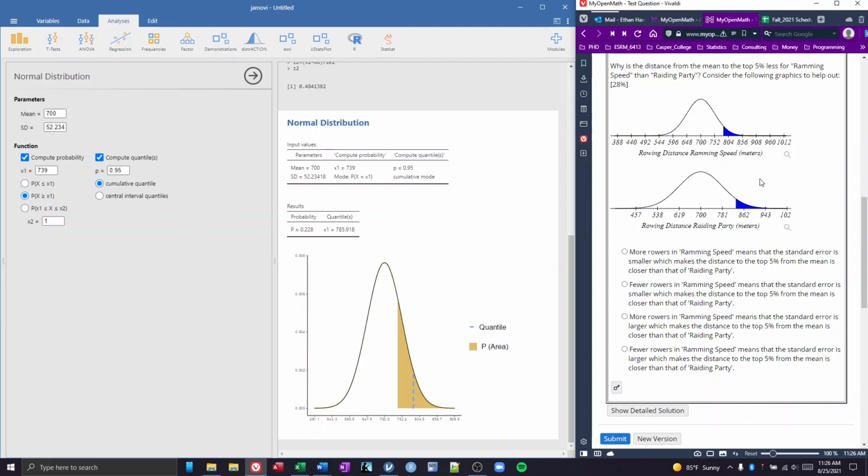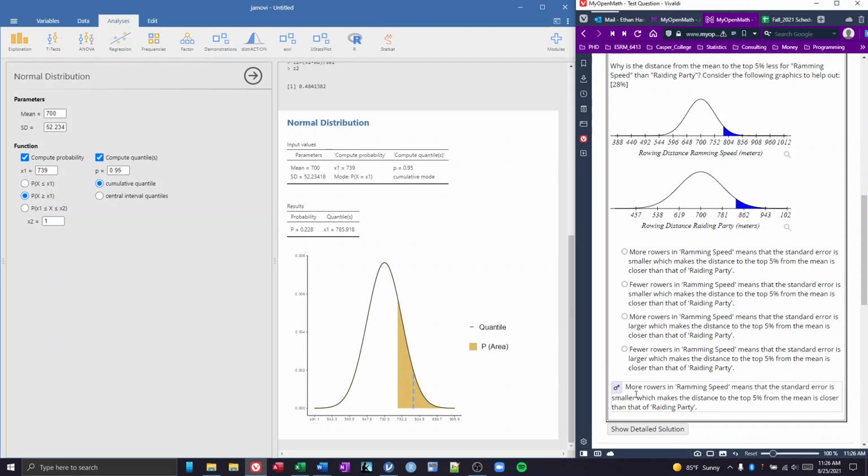Now, what if I were to randomly select 1,000 people in the world and their average height was over 6'10"? You're like, ooh, that would be really hard, to get 1,000 people with an average height of over 6'10". And so if we look at the key, it says more rowers in ramming speed means the standard error is smaller, which makes the distance to the top 5% from the mean closer than that of raiding party.